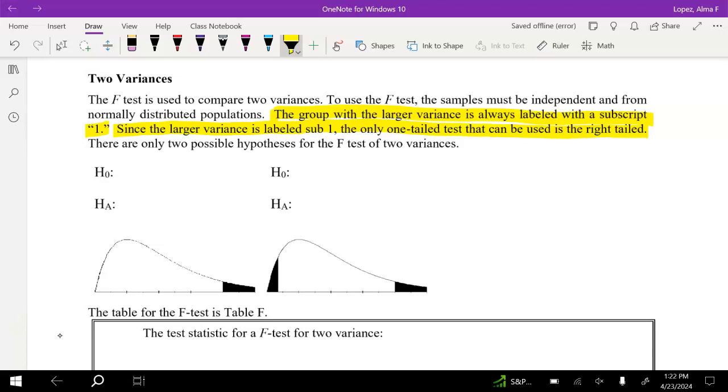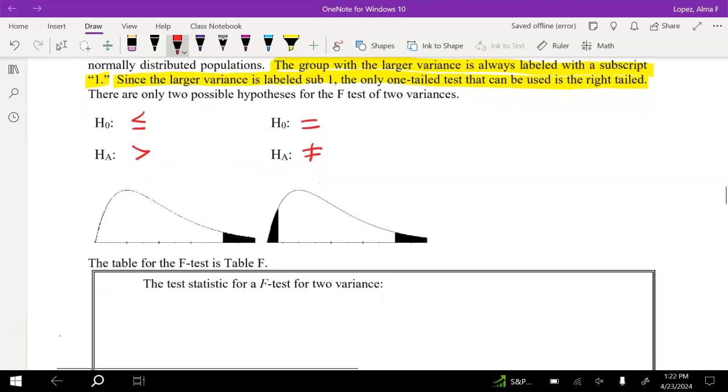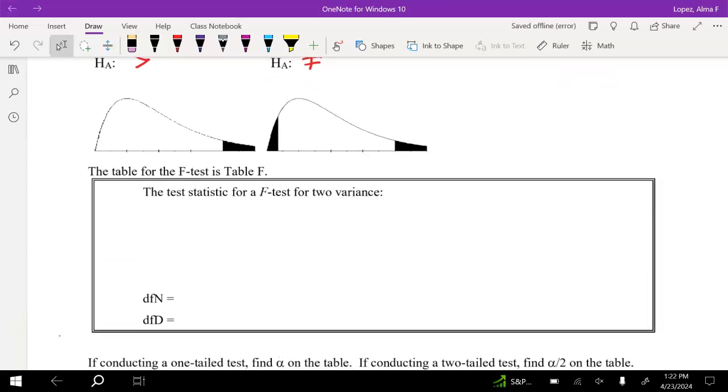For that reason, the only hypotheses that you're going to run across will contain a less than or equal to or a greater than symbol, or an equal or a not equal. And that has to do with the fact that you pick the larger variance to be the first sample. Let's go ahead and fill in our chart. Now, we're only going to have these two appearances.